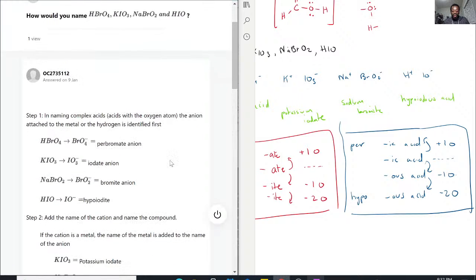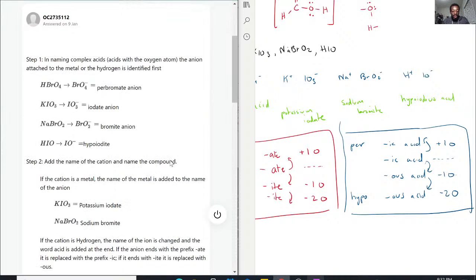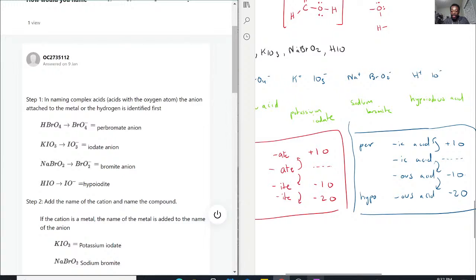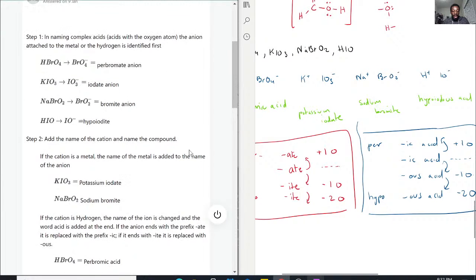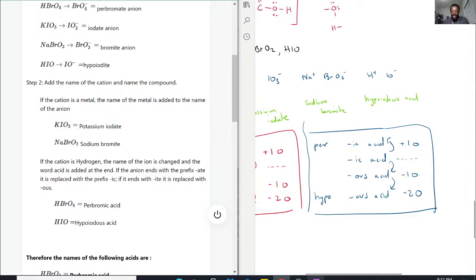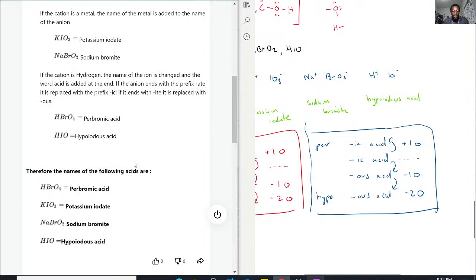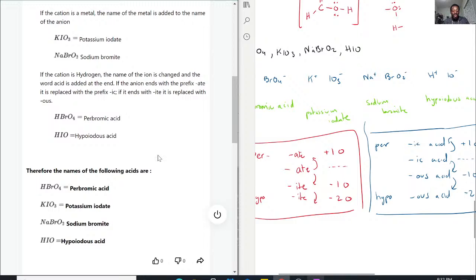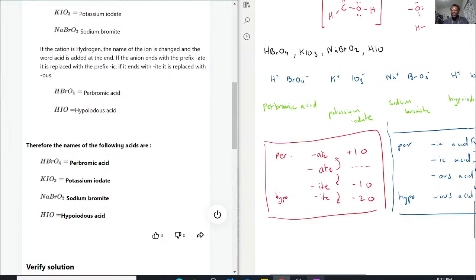So let's see what our colleague did. Thank you again to him for providing this. Potassium iodate and sodium bromite, we got those correct. And for the acid names, we have perbromic acid, perfect, and hypoiodous acid. And that is what we should get: perbromic acid, potassium iodate, sodium bromite, and hypoiodous acid.